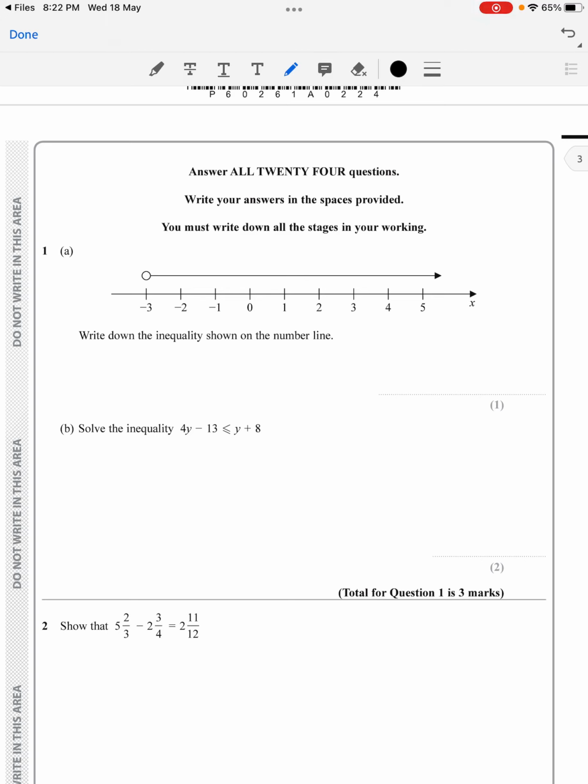Start with the first question. I'll try to solve this paper as fast as I can. I think I'll be just solving the most important questions for this paper.